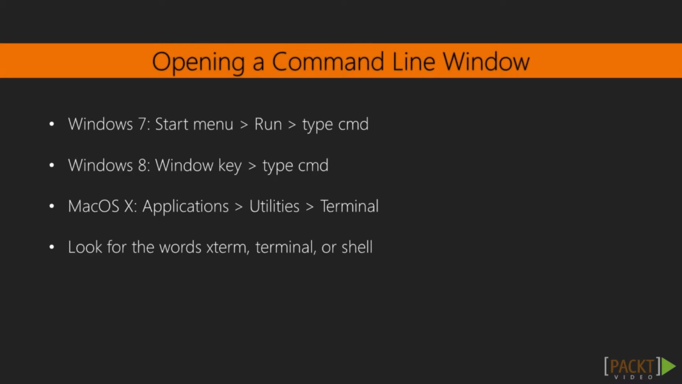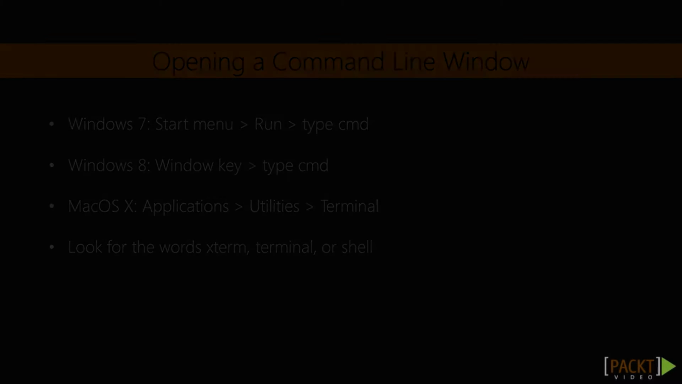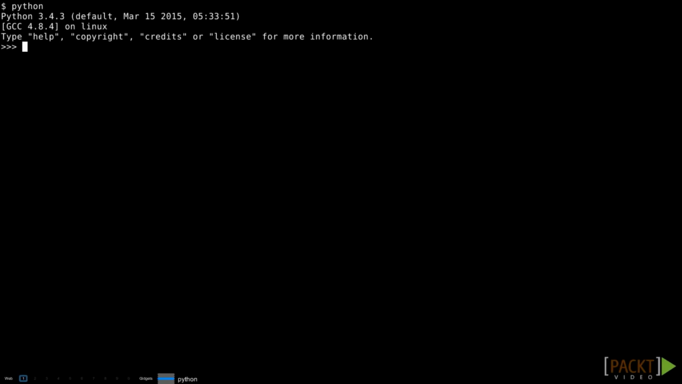On Linux or other Unix-style operating systems, the precise mechanism for opening a command line window varies, but they all have the ability to do it and display it rather prominently. Look for the words Xterm, Terminal, or Shell. Now that we've got a command line, we're going to go straight into the Python interactive shell. We do that by typing Python into the command line window. If we have multiple versions of Python installed, and we want to interact with a specific version, we can explicitly choose the version we want from the command line by typing the version's name with a version number.